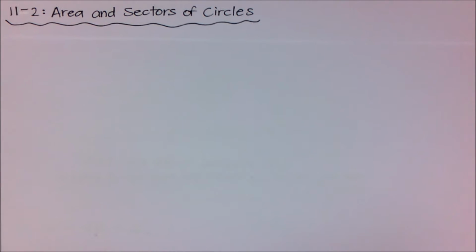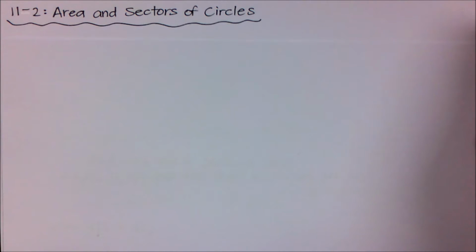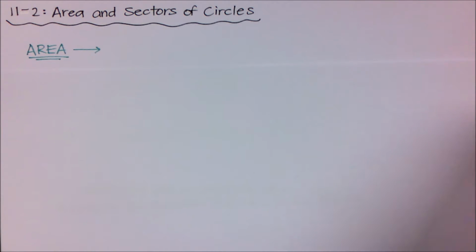11-2 is where we're going to be asked to find the area, but also the area of different sectors in a circle. So first, let's just talk generally about what area is. We know of different shapes. Area is the amount of space that covers an entire shape. Normally it's little 1-by-1 squares.